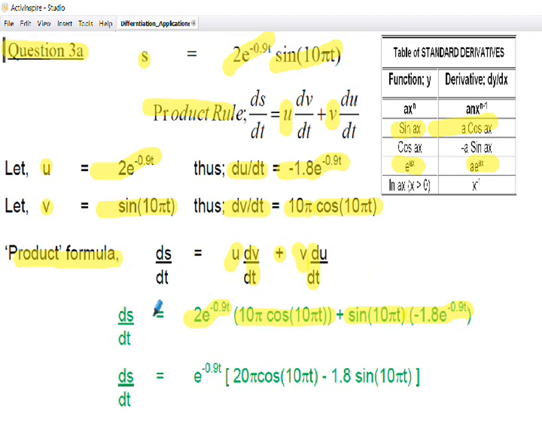If I simplify that, just factoring out the e to the minus 0.9t, multiplying the 10 by the 2 in this term, and simply rearranging this term, I end up with an expression for ds by dt.